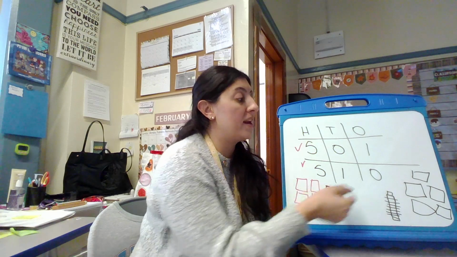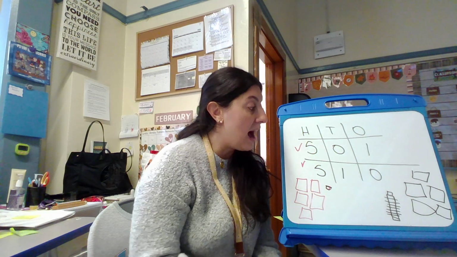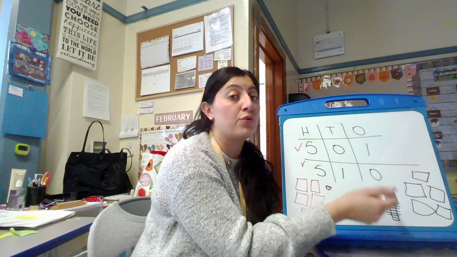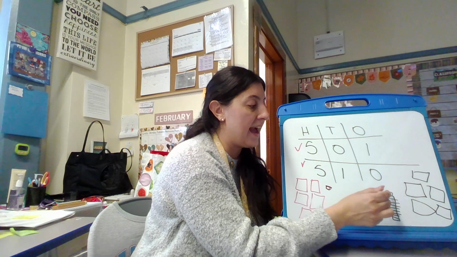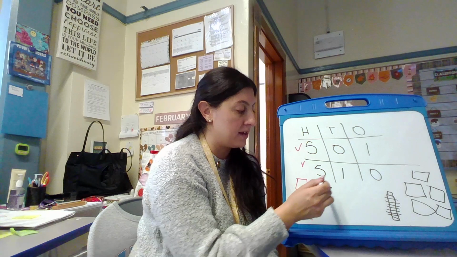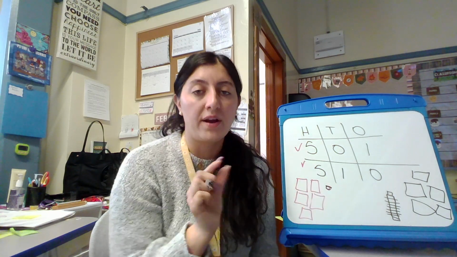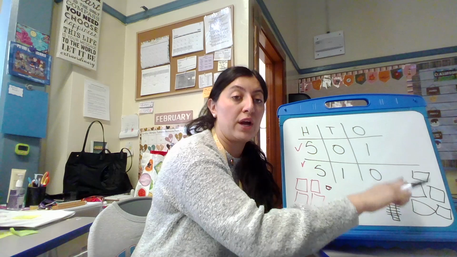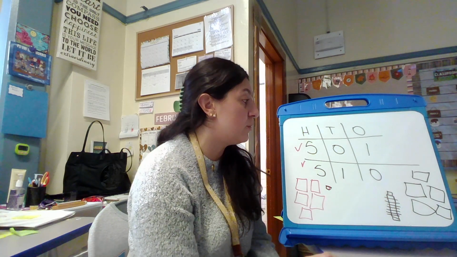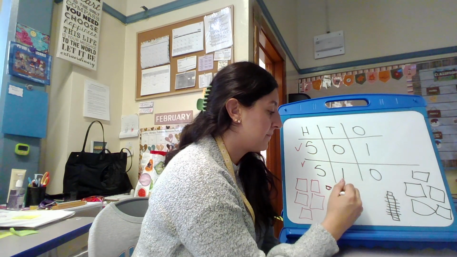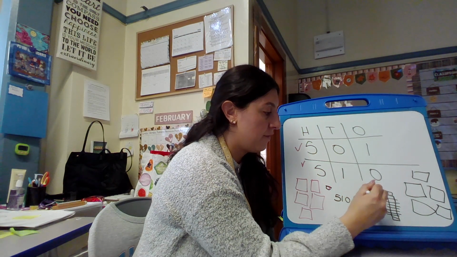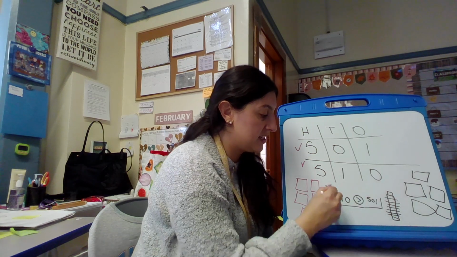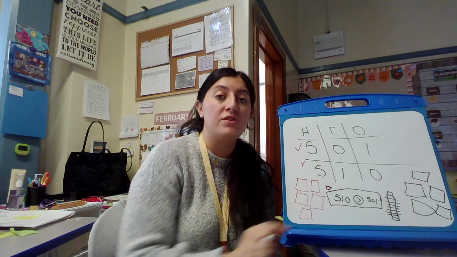So when I'm comparing these two numbers, I believe 510 is the greater number because it has 500 flats and 1 ten stick. This one has 500 blocks and 1 cube. This one has the greater value. So what I'm going to do is write 510 is greater than 501. This is what I'm going to say when I'm comparing these two numbers.